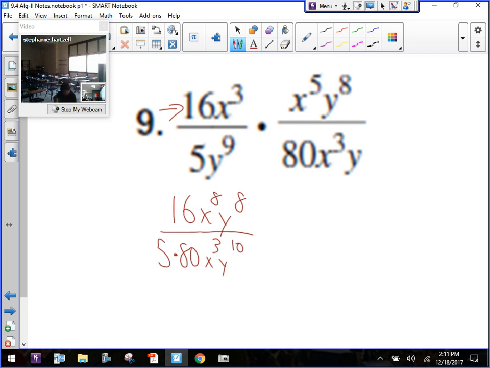Take care of your numbers first. I'm no math major, but I think 8 goes into both 80 and 16. I'm also no math major, and I believe that 16 goes into 80. It goes in there 5 times, doesn't it?